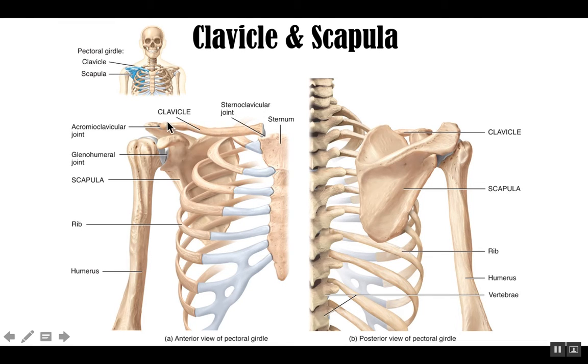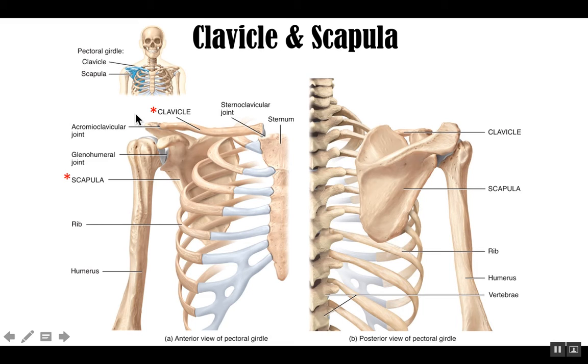The more lateral end of the clavicle is known as the acromial end, and we'll learn that acromial refers to this part of the scapula known as the acromion. So this joint here is between the clavicle and the scapula. It's known as the acromioclavicular joint, often called the AC joint. When we get to the scapula, we'll note that it forms a ball and socket joint with your humerus, your upper arm bone.